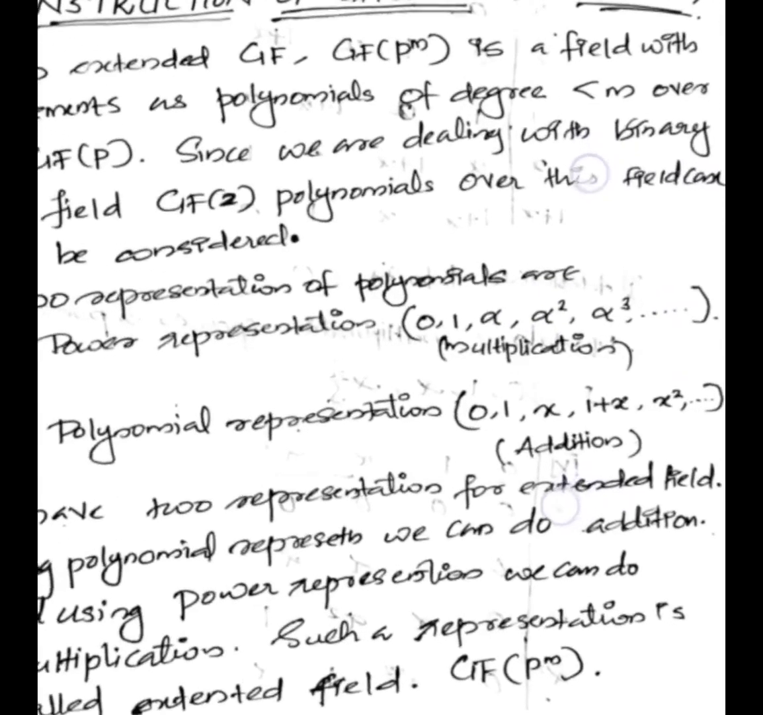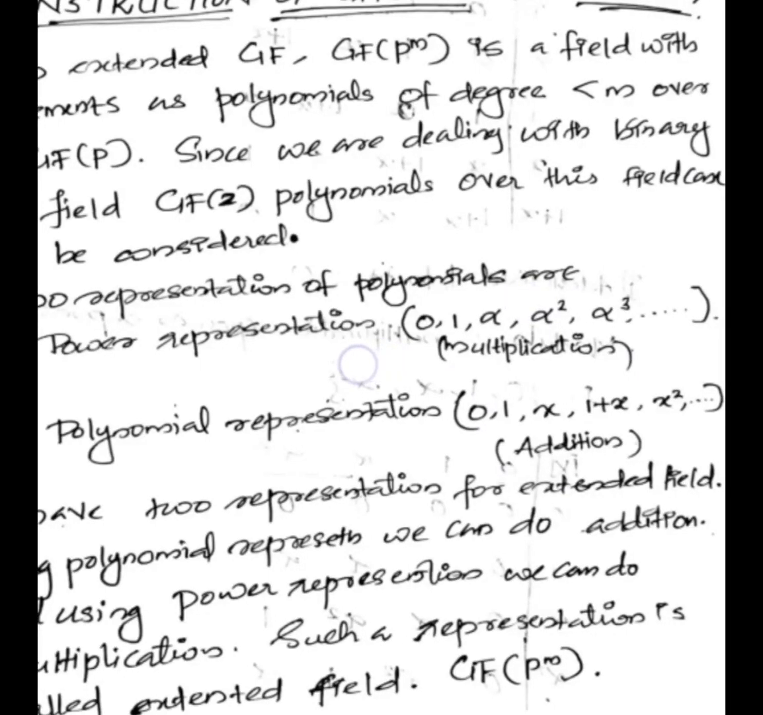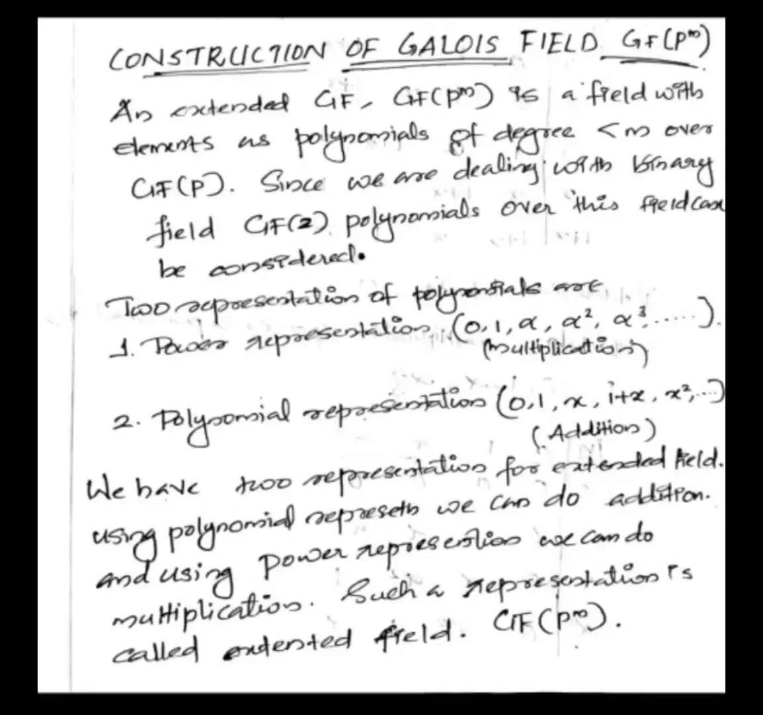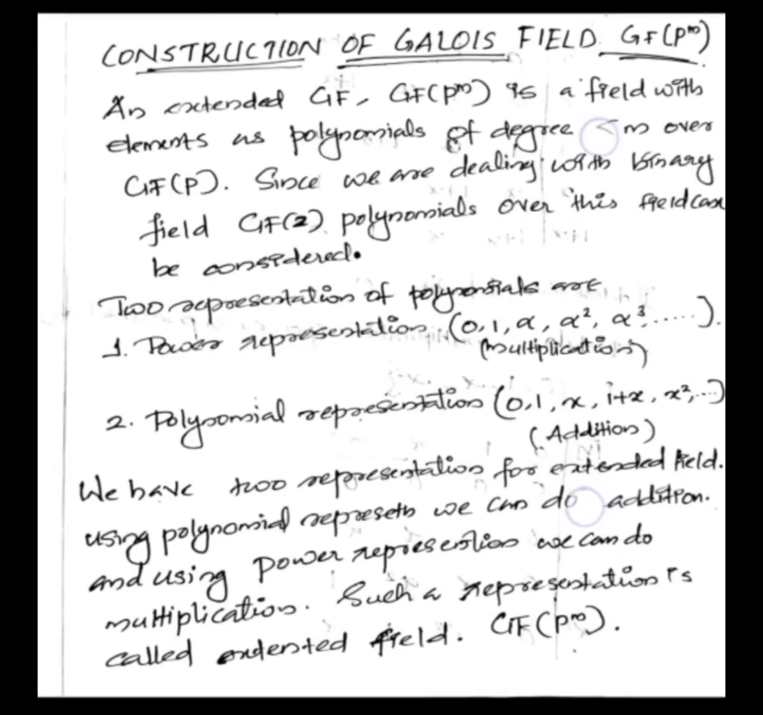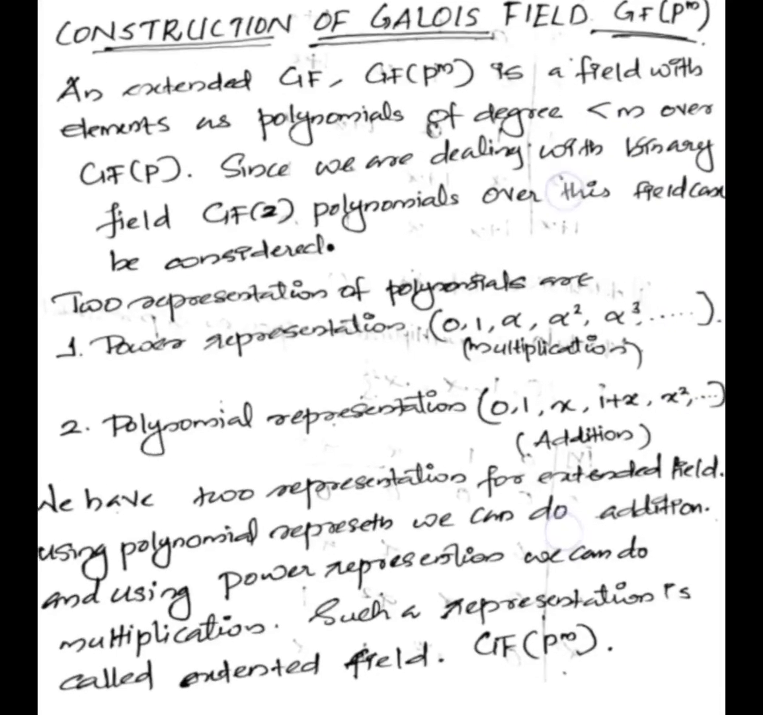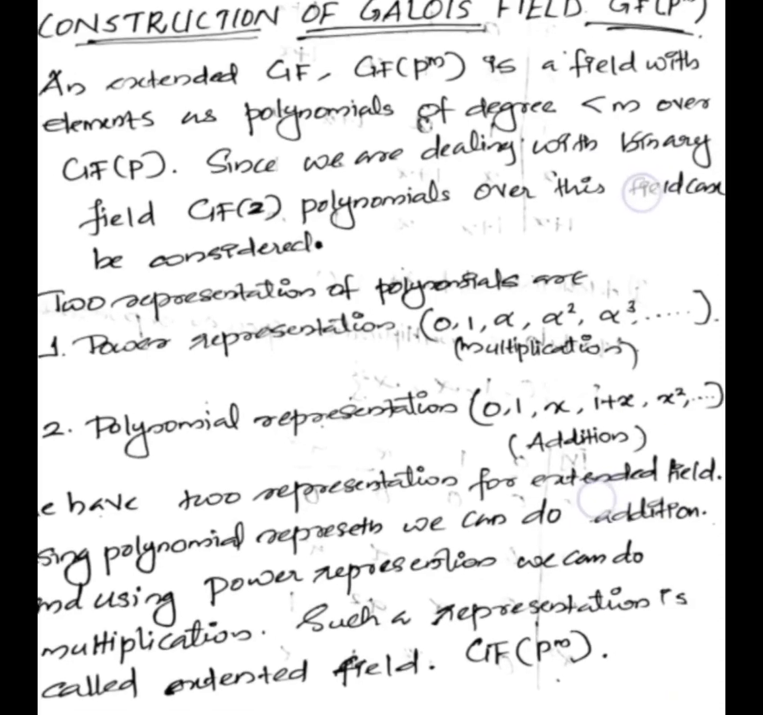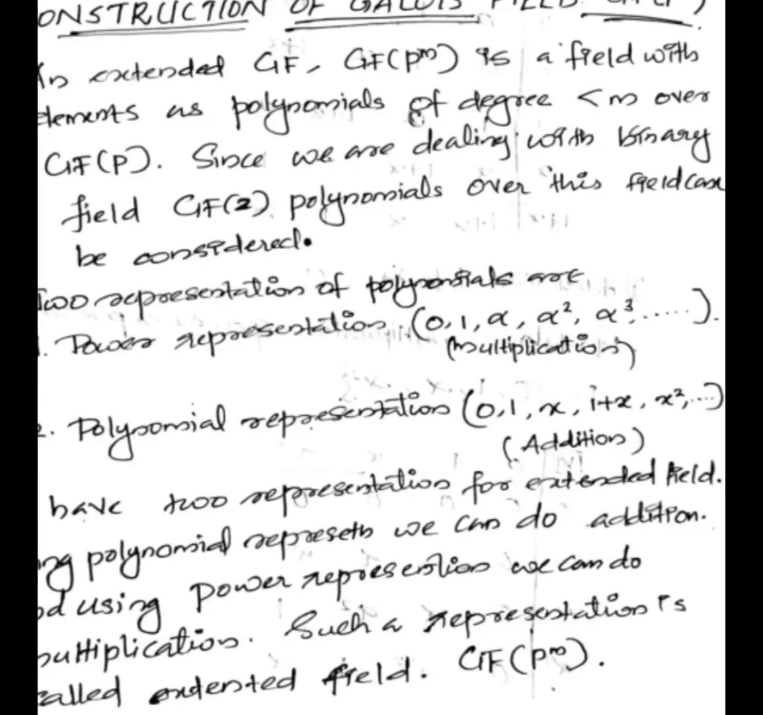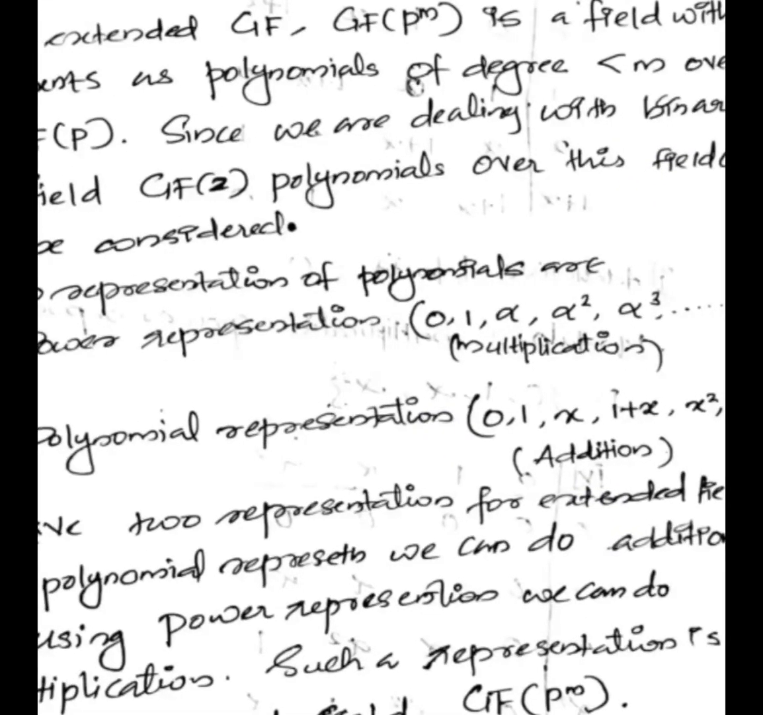Since we are dealing with the binary field, Galois field of 2, that is GF of 2, polynomials over the field can be considered. Then two representations of polynomials are power representation and polynomial representation. Power representation is used for multiplication and polynomial representation is used for addition. The power representation we can represent as starting from 0, 1, alpha. If it is binary, it will stop with 0, 1.